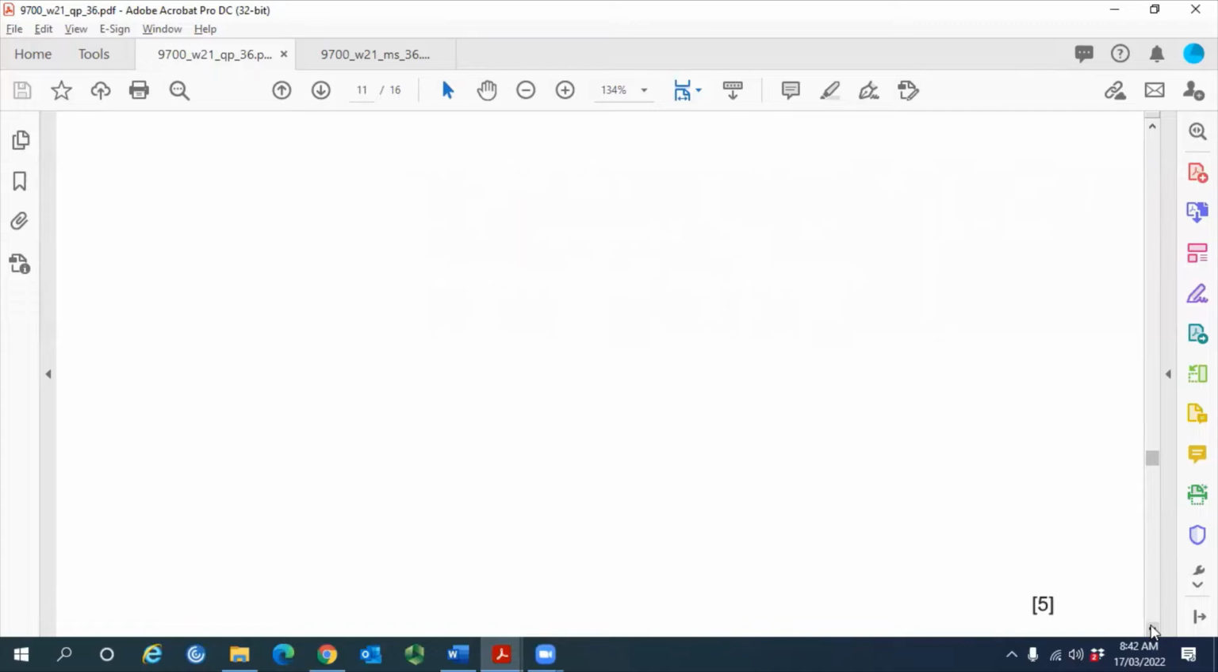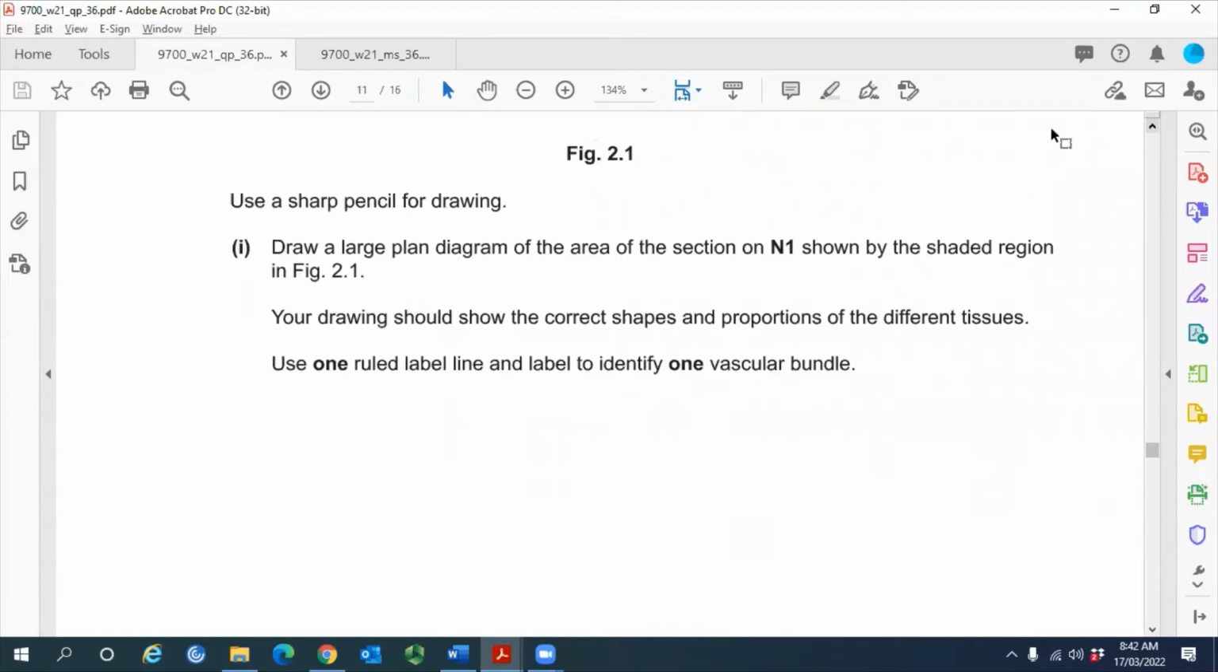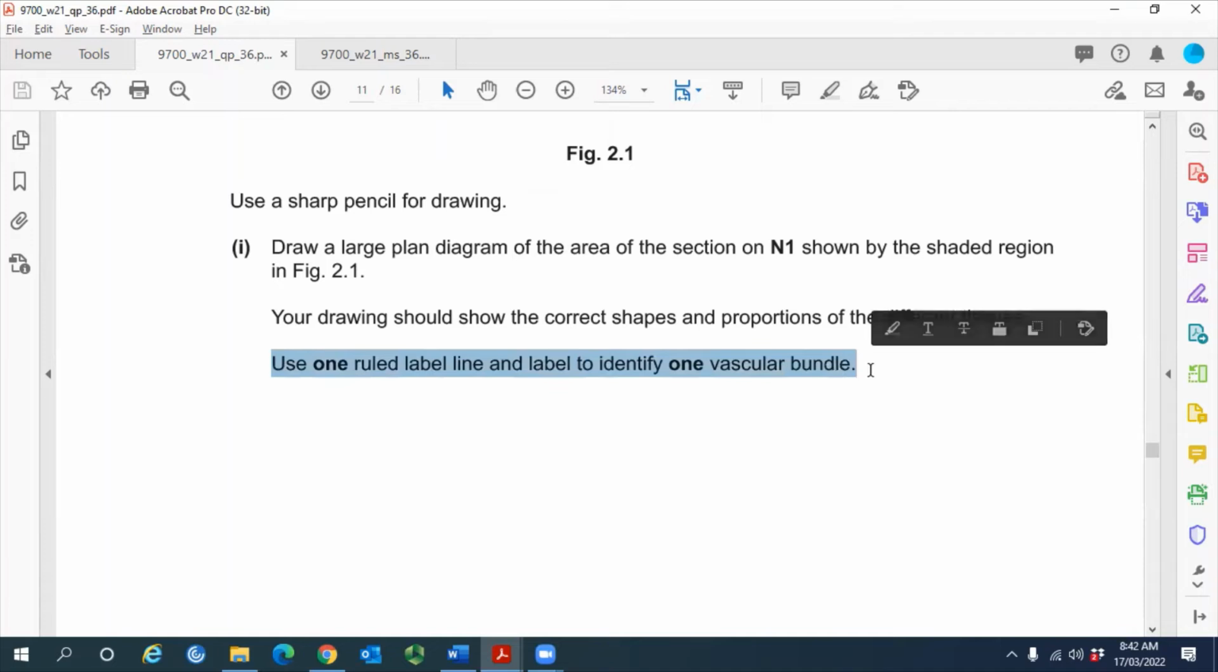So 5 marks for the plan drawing, and then make sure that every time after you finish drawing, you go back and read the question. Do you need to label or not? Do you need to label everything or only label one thing? Okay, every question definitely got this thing. Some students, they didn't label, they forgot to read. So always after drawing, read back the question, see that you complete the question before you move on, okay?